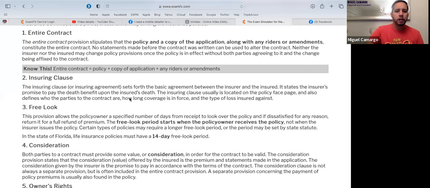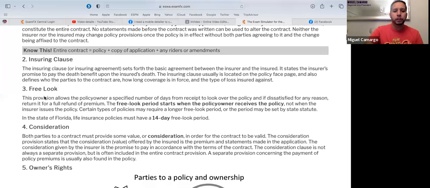Now, we're going to talk about the free look provision. This is when you deliver the policy, you have X amount of days to look at the policy, and it's free. In the state of Florida, it is 14 days. If you're watching this in another state, your free look provision could be a different number of days. So make a note of that. As we're going through this, don't go by 14 days if you're in a different state. Go to your state and say, okay, this state is 10 days, or whatever days. Make sure you know your state.